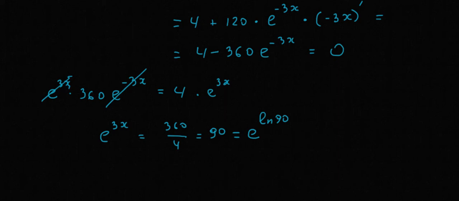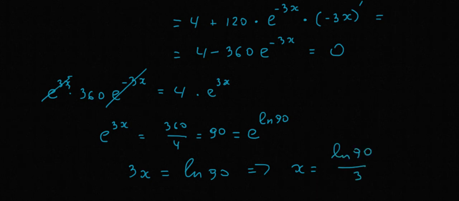And therefore, since the two powers have the same bases, the exponents must also be the same. 3x equals natural log of 90. That's what we find. And now divide by 3 to find that x equals natural log of 90 over 3. Our function has only one critical point, but we don't know yet which one. Now, if you plug in x equals 0 into our derivative, we will quickly see that that value is negative.